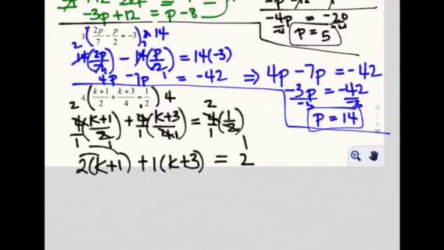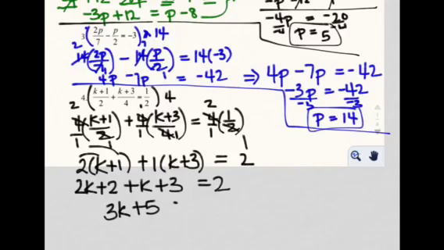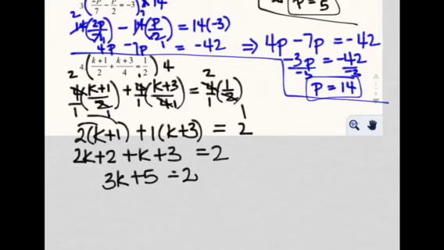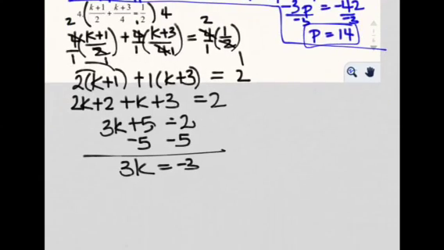Here now we distribute the 2 through. 2k plus 2 plus k plus 3 equals 2. 3k plus 5 equals 2. 3k equals, oh, I'm going too fast, I'm sorry. Subtract 5 on both sides. Getting that 3k equals negative 3. Dividing by 3. And concluding that k is negative 1.